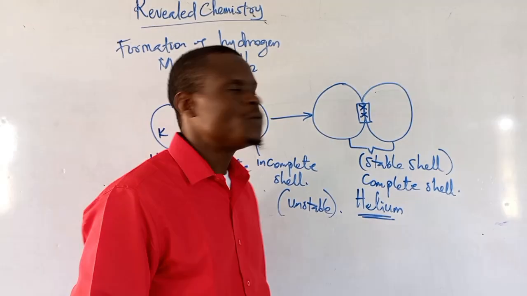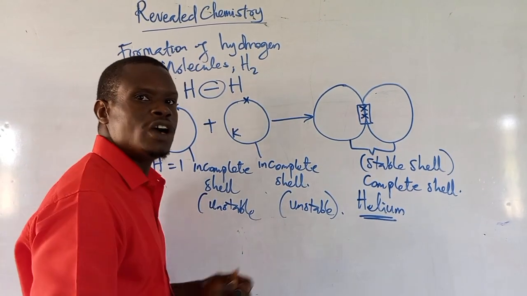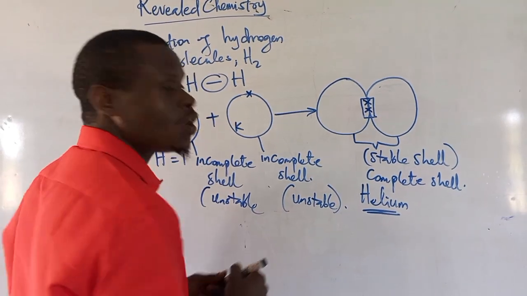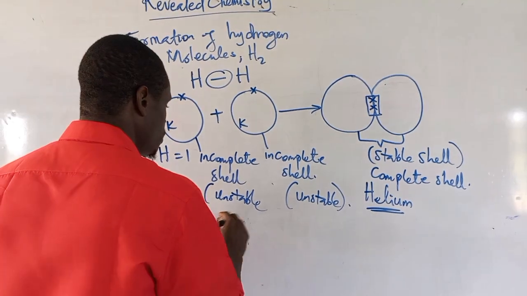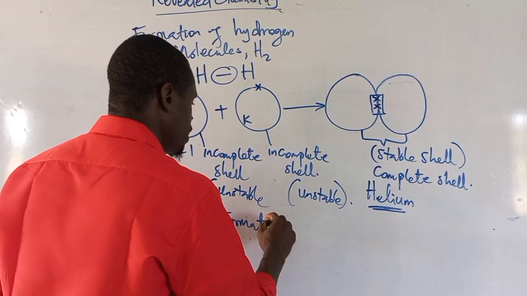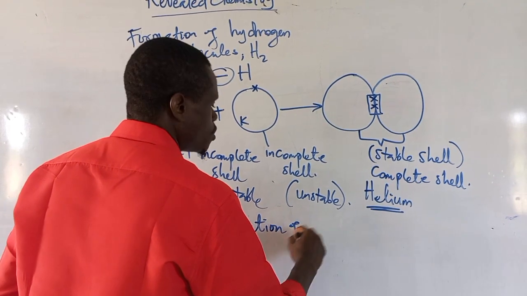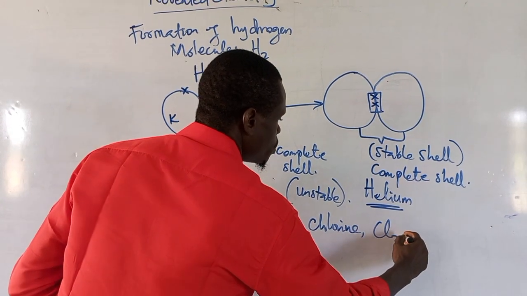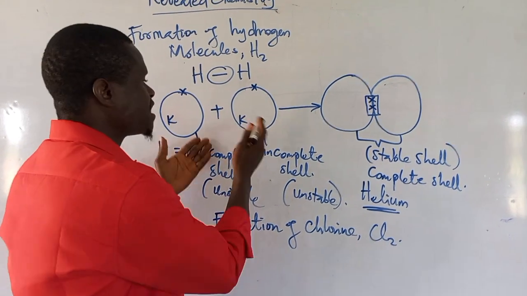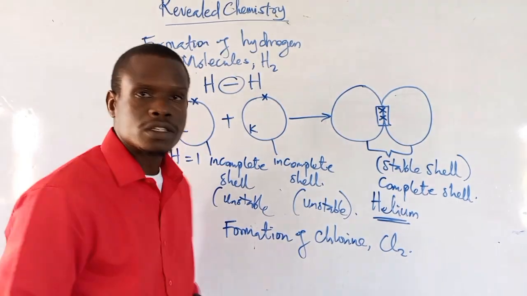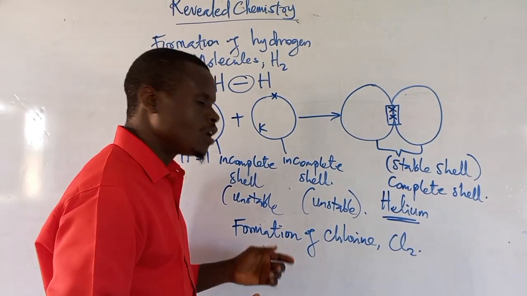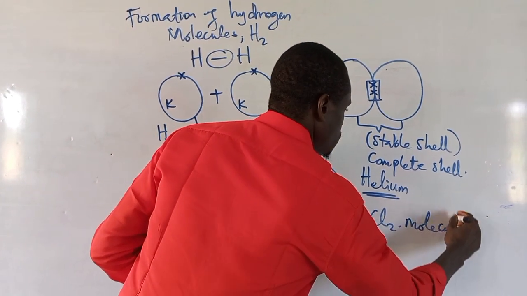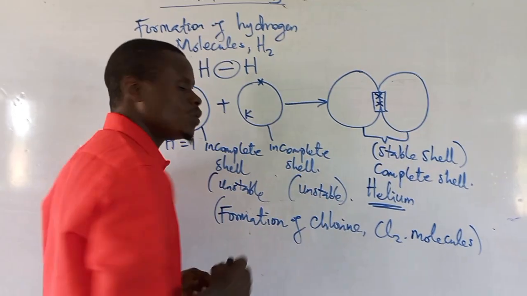I believe with this short video, you'll be able to illustrate in your own way using this example I've given to you, illustrating the formation of chlorine molecule, which is Cl2. Using the same example I've given to you now, you can work on the formation of chlorine molecule. See you in our next video.